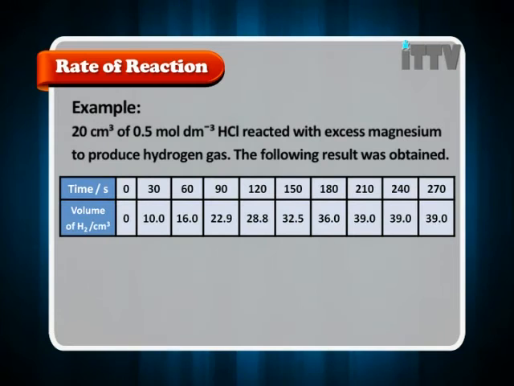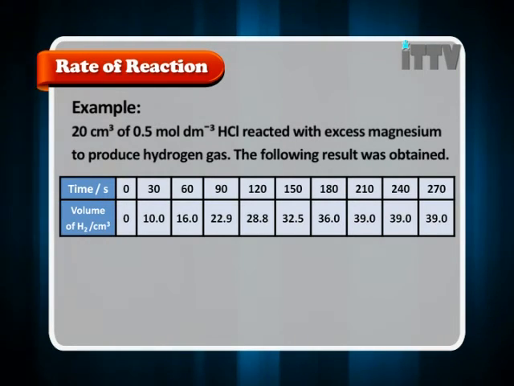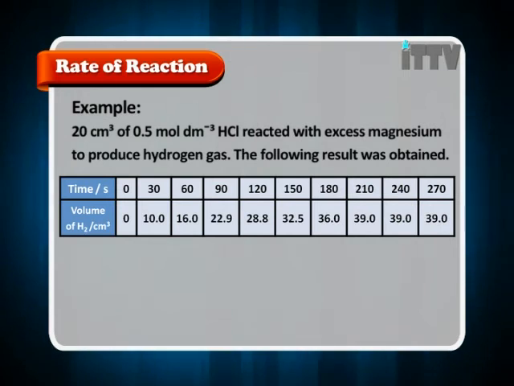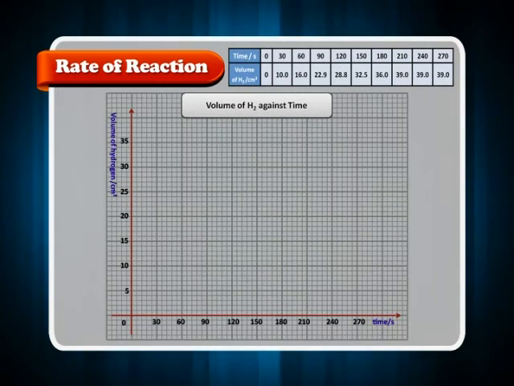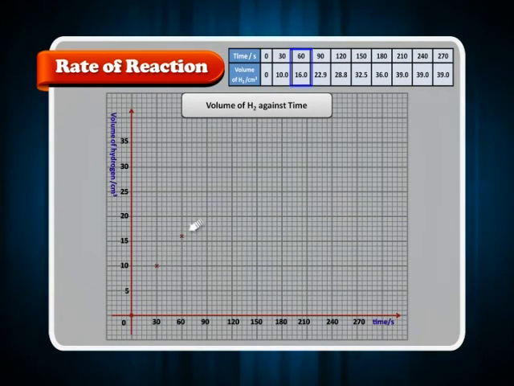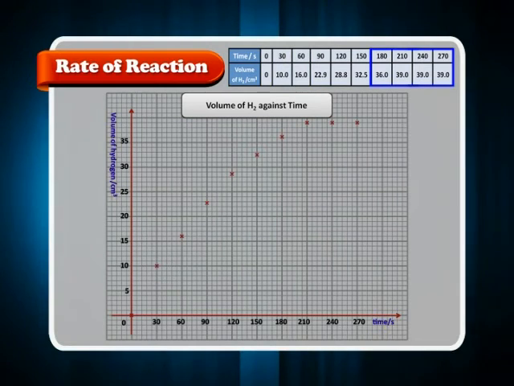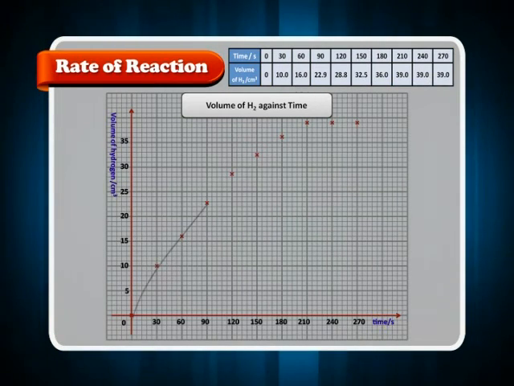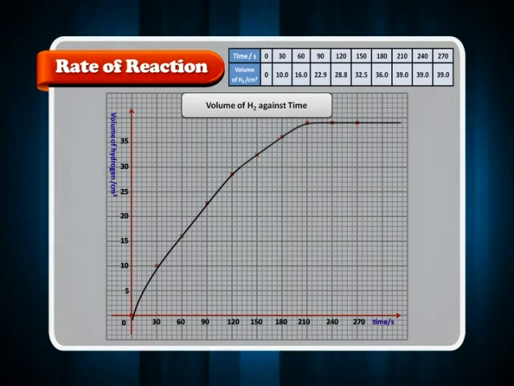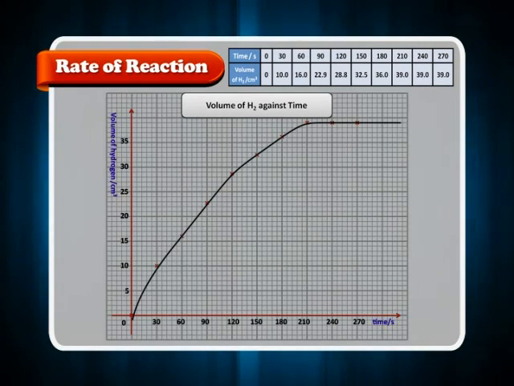Let's try a question. 20 centimeter cube of 0.5 mole per dm cube hydrochloric acid reacted with excess magnesium to produce hydrogen gas. The following result was obtained. Now, from the tabulation of data, we want to draw a graph. We plot in our points for the graph and then draw in our curve. Now, from this, we can answer some of the questions that are asked.